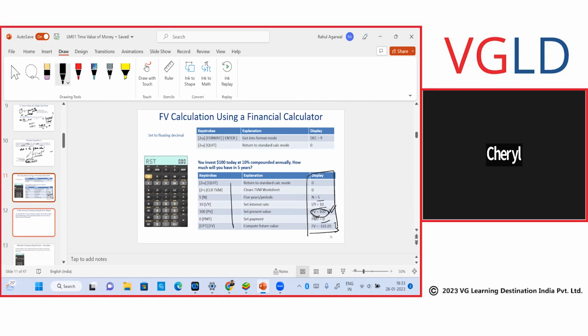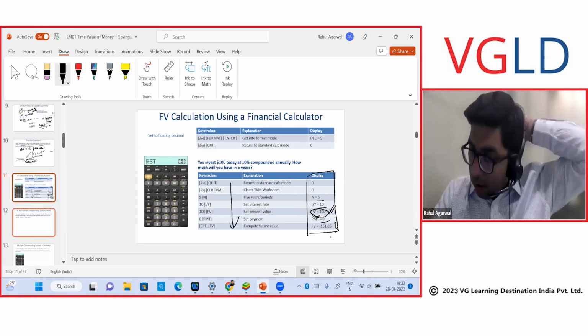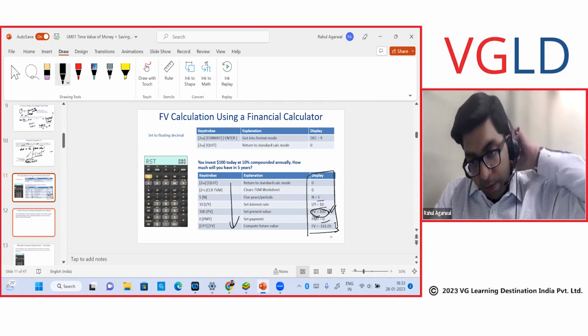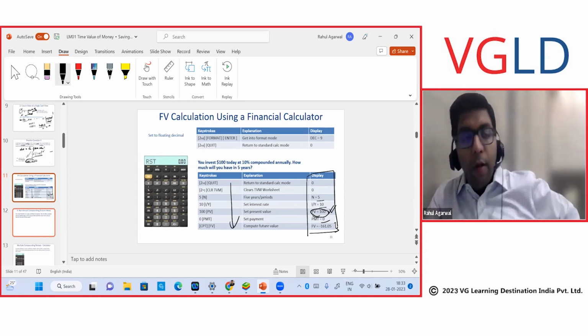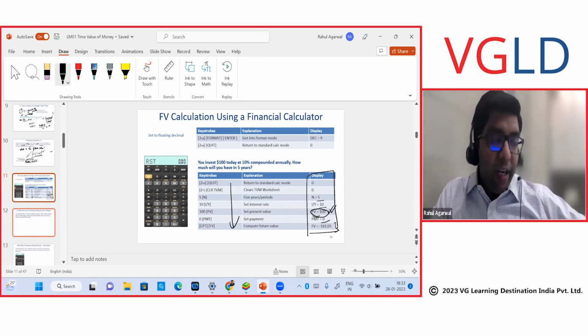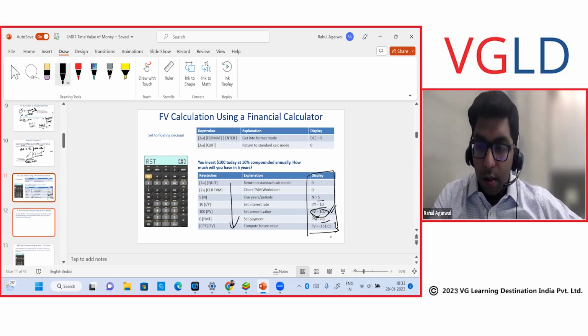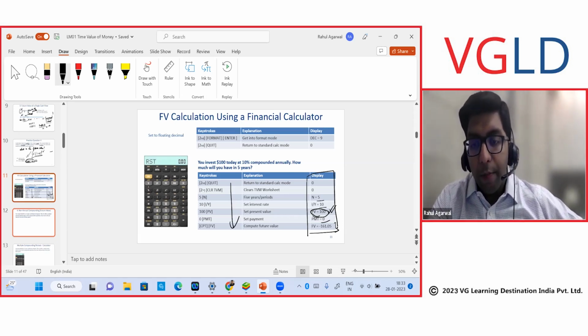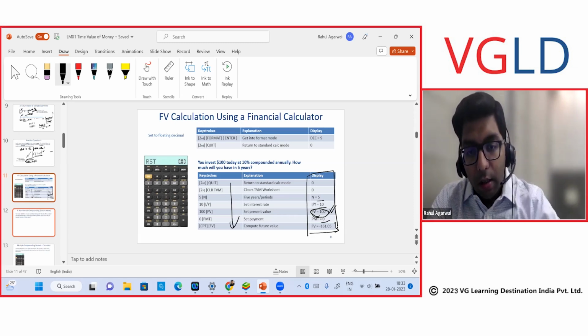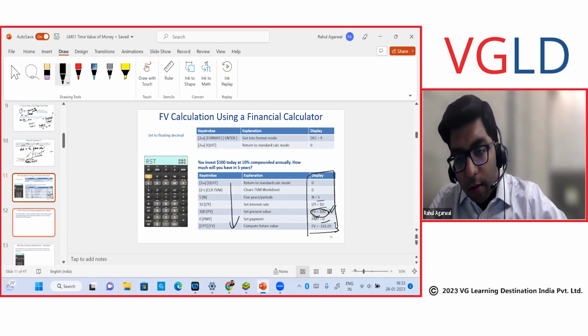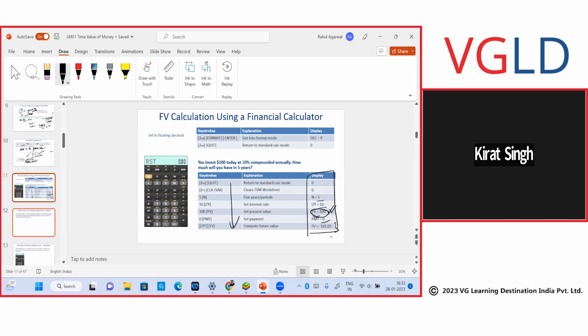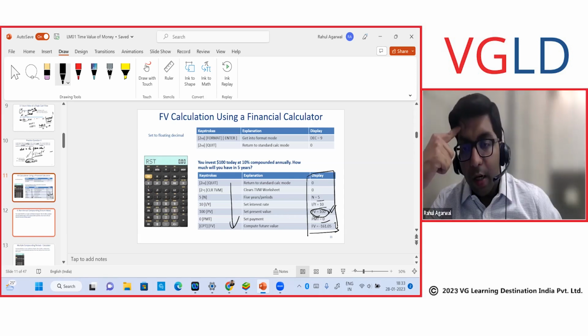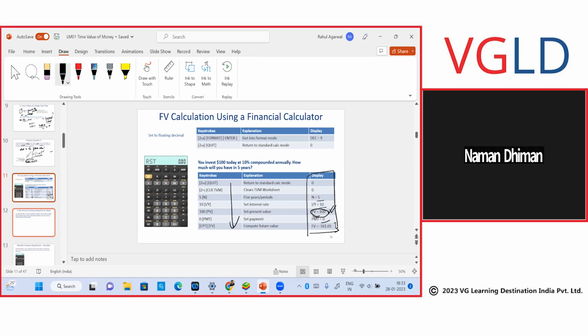So this is a step-by-step approach written on the screen for you. This is given in my notes. Any doubts, guys? Anyone? Any questions? Dilpreet, Manmeet, Kirat, Prachi? All clear, sir. Naman, Cheryl? All clear, sir. What about you, Cheryl? Any questions?